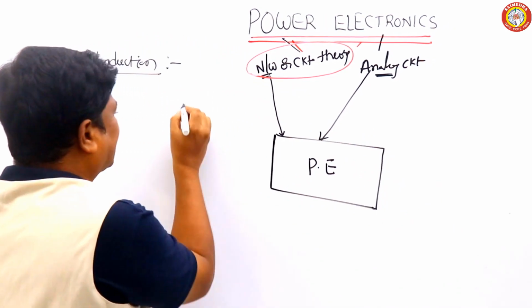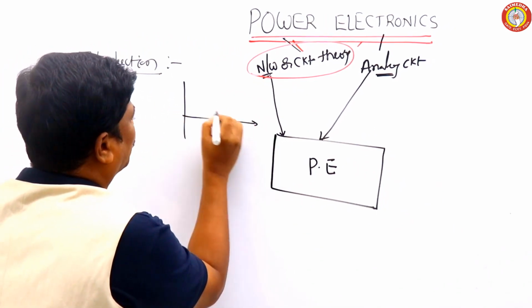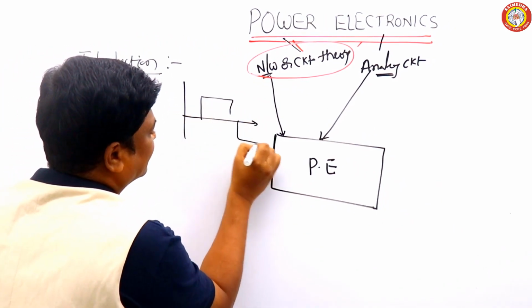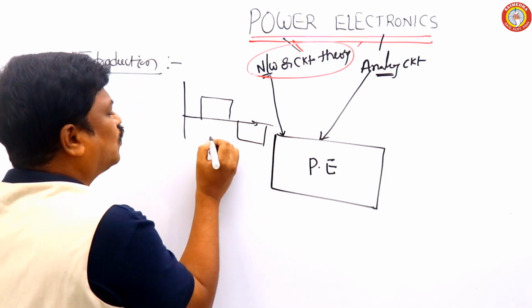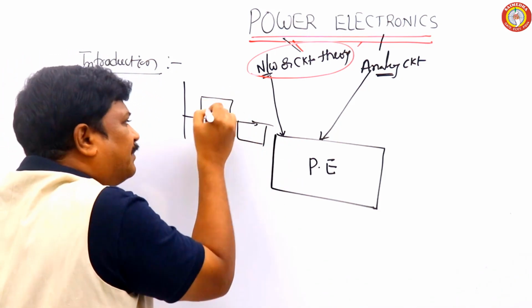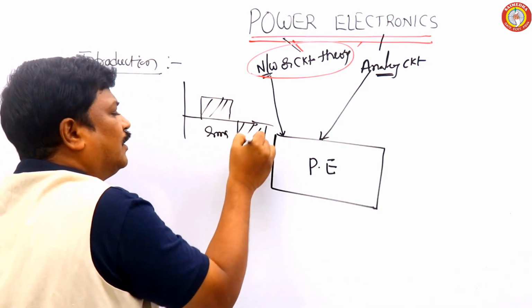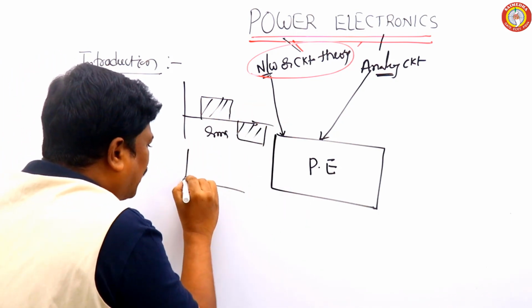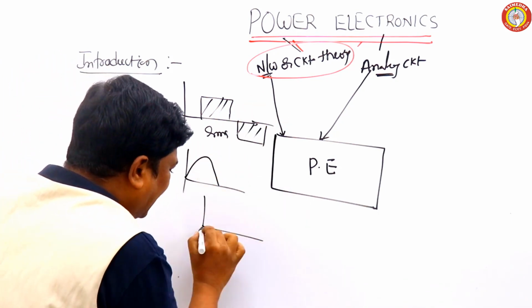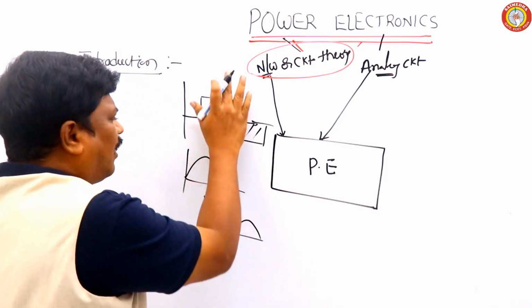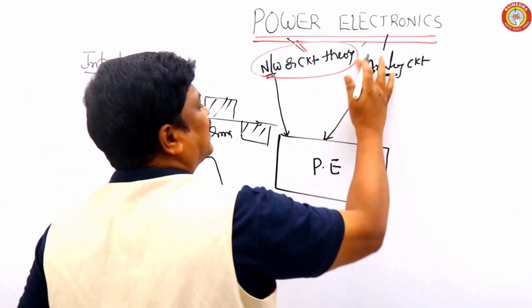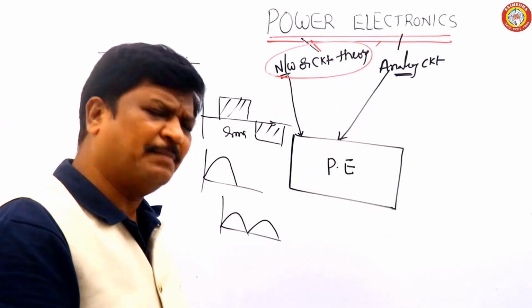Because you may get some output like this. You can get the output like this. How to calculate the RMS value? What is the RMS value of this waveform? Otherwise, we can get the output like this, and output like this. All these fundamentals will come in analog circuits. One by one I will tell you.